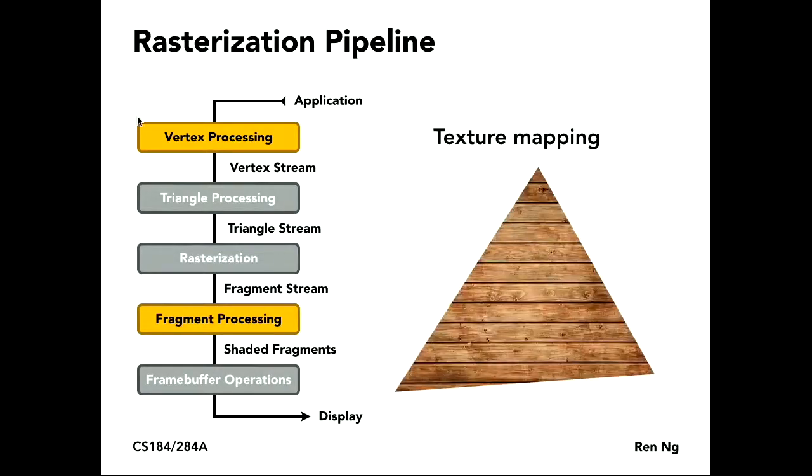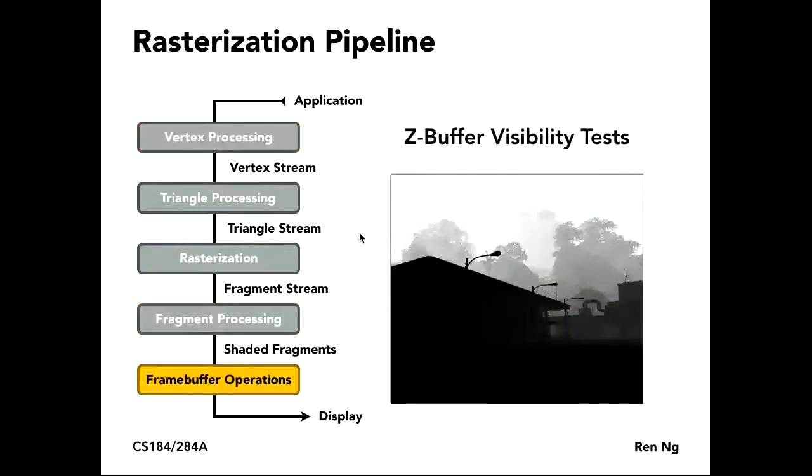Texture mapping, something happens at the vertex stage in order to calculate the texture coordinates. And then at the fragment stage, in order to perform these memory lookups and these filtering operations that we looked at. And then the Z buffer tests to resolve what's closest. Those will happen basically at the frame buffer.